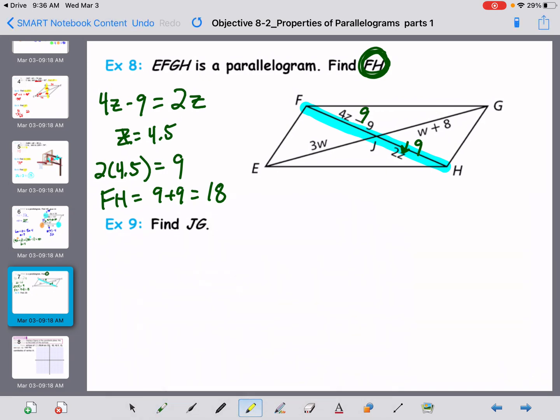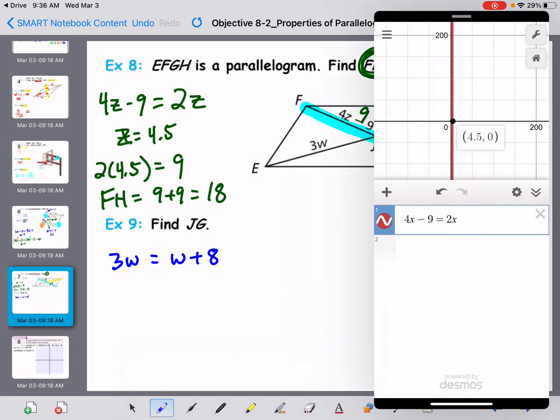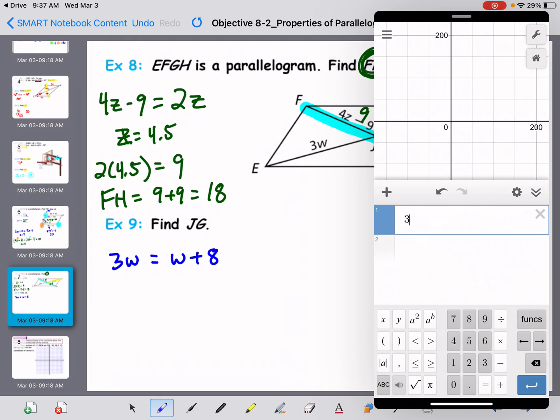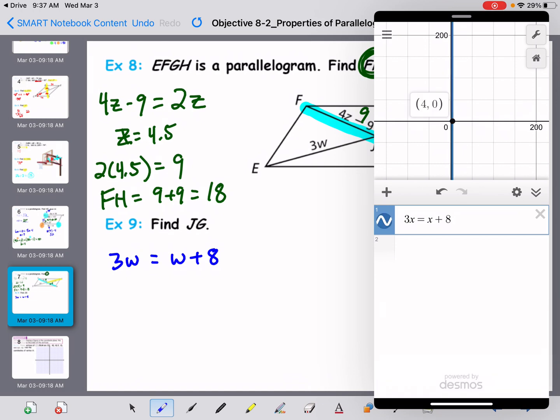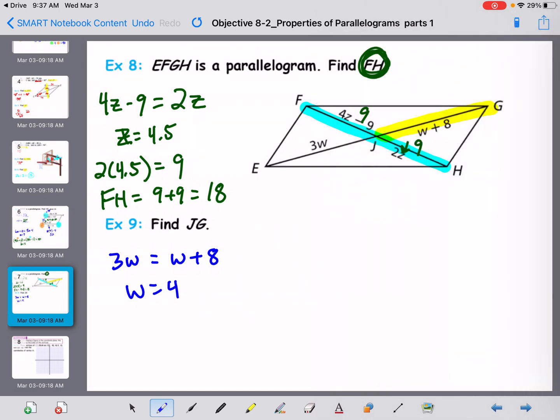Second example, JG. JG is just this highlighted part. Again, I'm going to go through the same kind of thought process. 3W equals W plus 8. That's going to give me an answer for W. W is 4. So if W is 4, that will be 4 plus 8. So JG equals 12. And that's it for today.